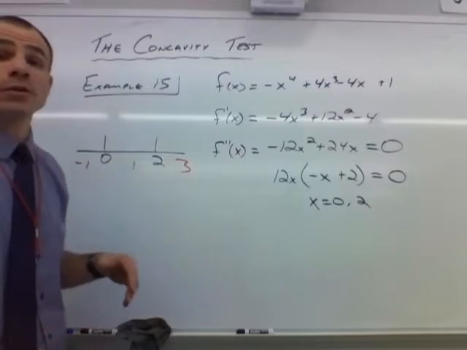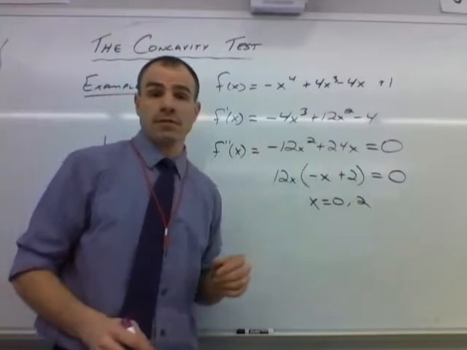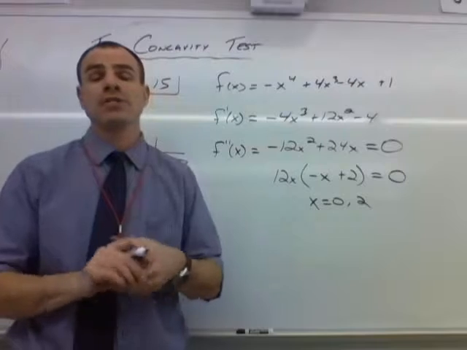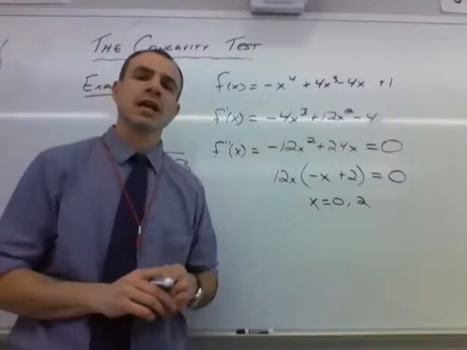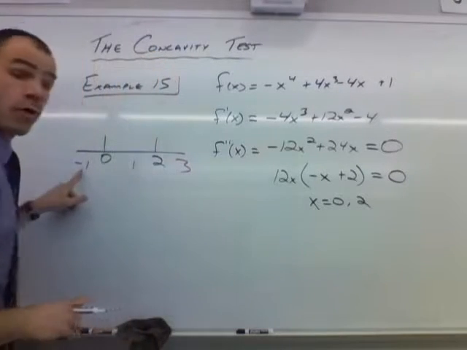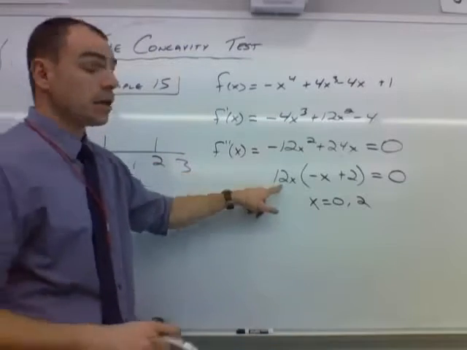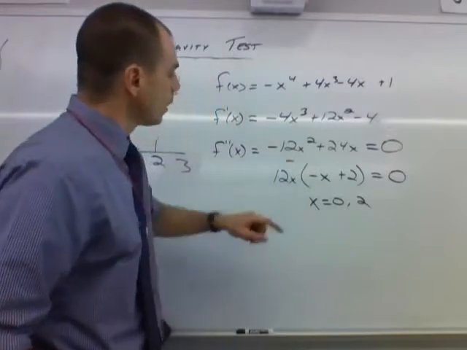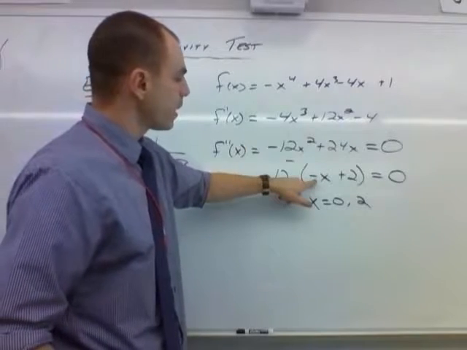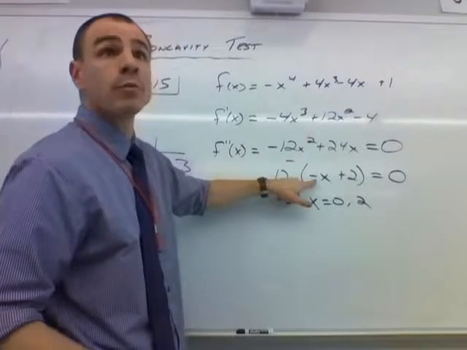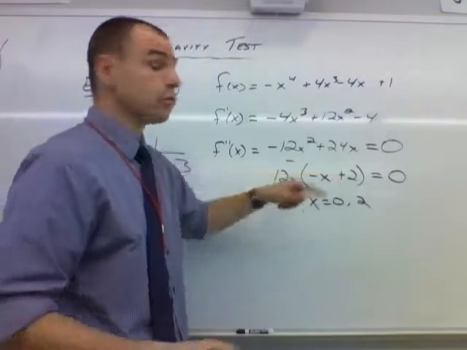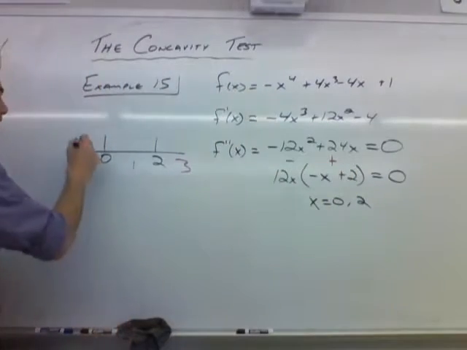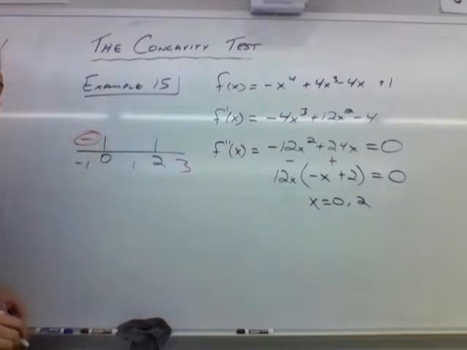And these test values are going to go into the second derivative. Okay, we're interested in signs here. We're looking for positive signs. Positive second derivative means the function is concave up. So let's take negative 1 and plug it in. We plug it in here, 12 times negative 1, that's a negative. And then when we plug it in here, we have the opposite of negative 1, so that would be 1 plus 2, so that's a positive. And a negative times a positive is a negative.